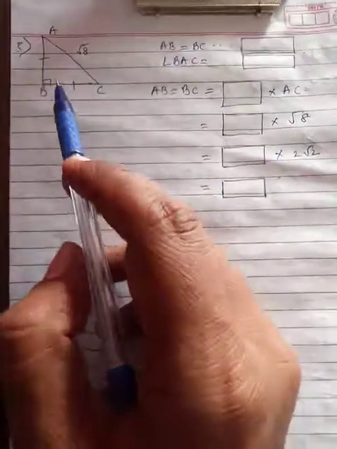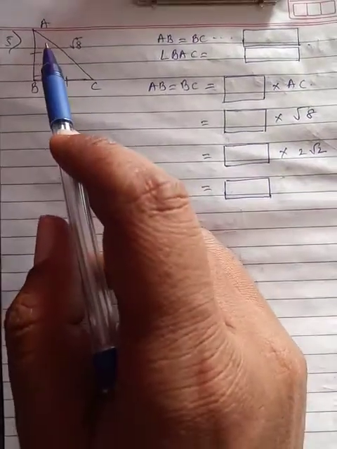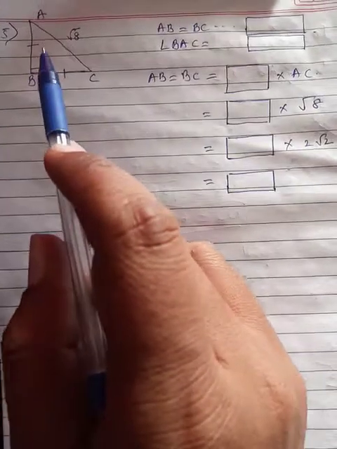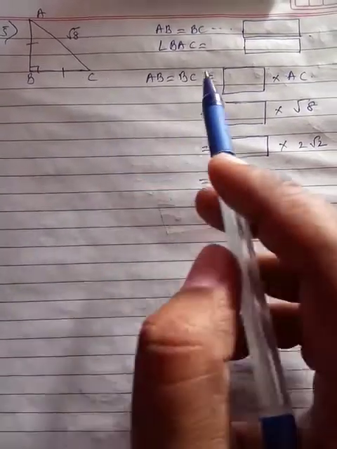See the fifth problem. ABC is a right angle triangle. Angle B is 90 degrees. AB is equal to BC. This is given. Okay, so this is an activity based question.